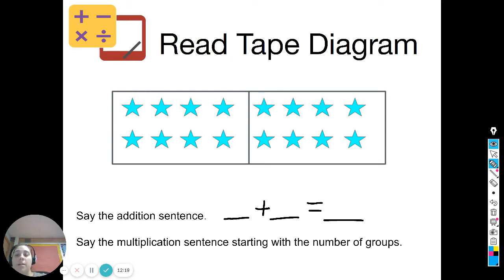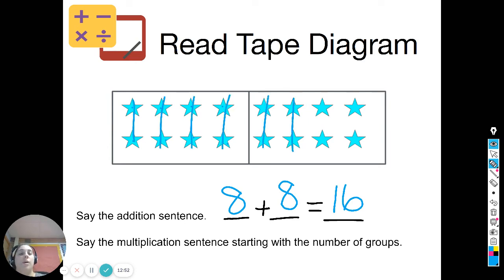Okay, so what you should have done is counted 1, 2, 3, 4, 5, 6, 7, 8. There's 8 stars in the first group. We know the size stays the same in a tape diagram. So the next group also has 8. So we have 8 plus 8. You probably know your doubles really well, so you probably know that 8 plus 8 equals 16. But if you forgot your doubles, you could always skip count. 2, 4, 6, 8, 10, 12, 14, 16.